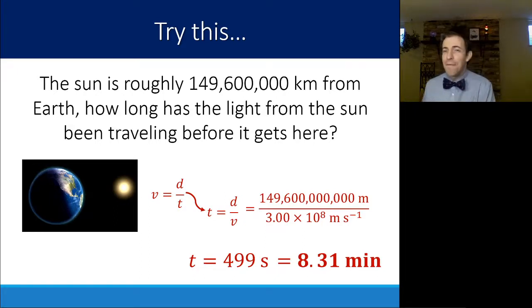Which means that if for whatever reason the sun were to stop shining right now, and we were looking at the sun, not directly of course, it would take 8.3 minutes before you realize that the sun wasn't there anymore, because the sunlight that we are seeing is the light that escaped the sun 8.3 minutes ago. That's how long it took to take that journey.